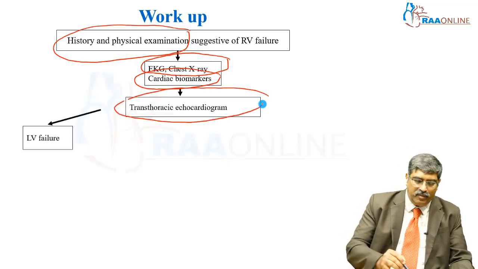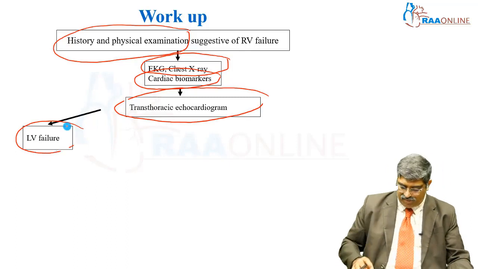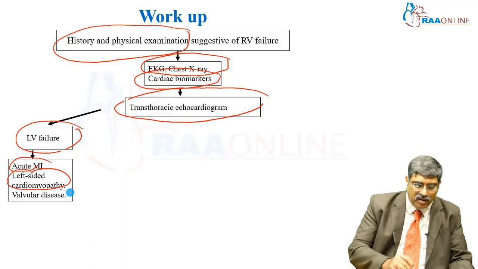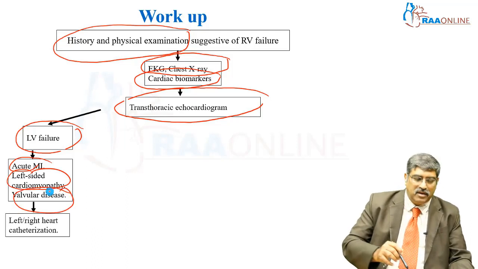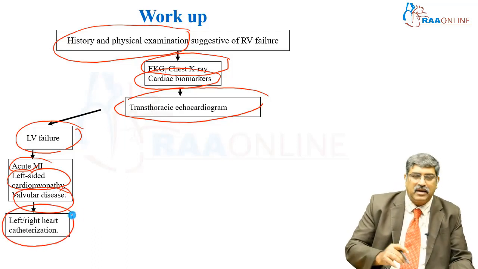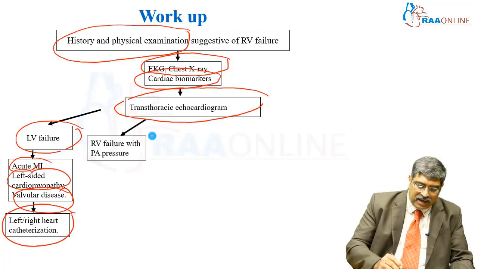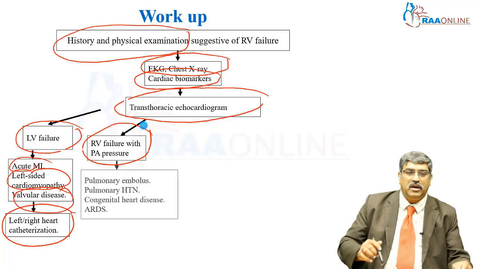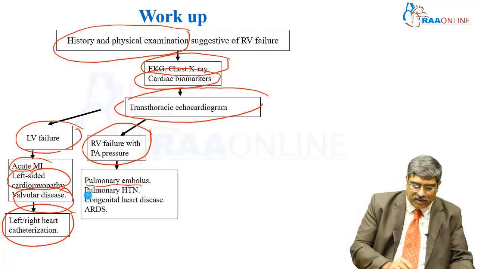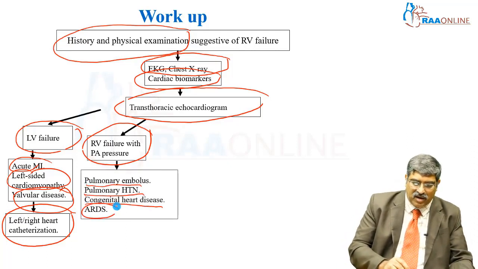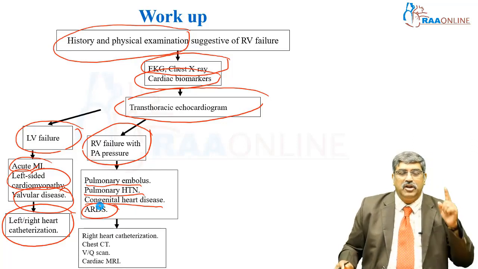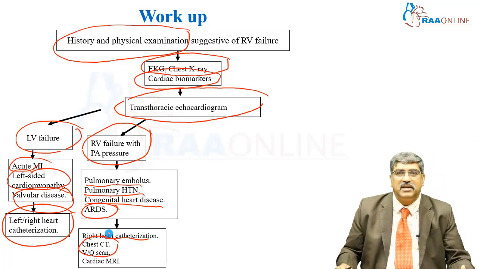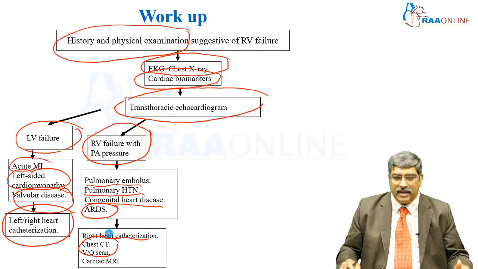In the echocardiogram, you look for LV failure and it can be due to acute MI, left-sided cardiomyopathy or valvular heart disease. Here, you have to do both left and right heart catheterization. It can be a right ventricular failure with an increased PA pressure. Here, you can look for pulmonary embolus, pulmonary hypertension, congenital heart disease or a lung disease. Here you have to do right heart catheterization, evaluate the lung, chest CT and ventilation perfusion scan and cardiac MRI.